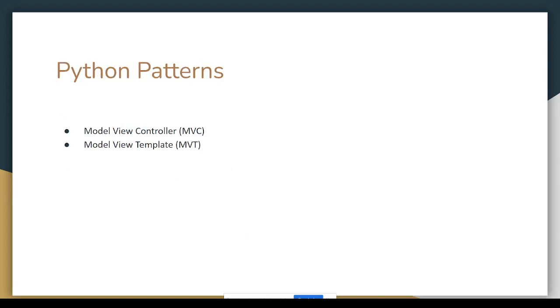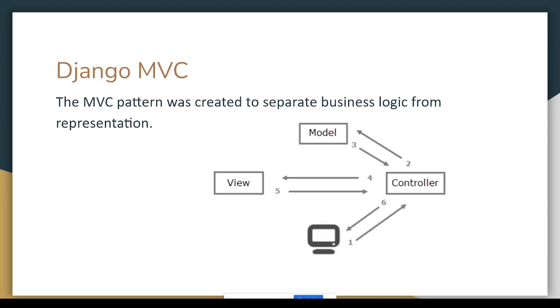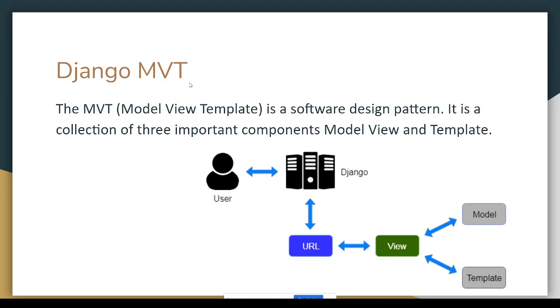For the Python patterns, we have two: you can use the model view controller or the model view template. In my demonstration, I'll be using the model view template. The MVC pattern was created to separate the business logic from representation. So we have the views, view model, and the controller. But we'll be using the MVT, the model view template, which is a software design pattern. It is a collection of three important components: the model, view, and template.